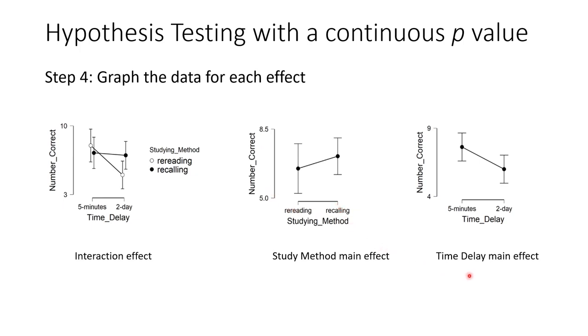When we look at the main effect of time delay, it looks like there's perhaps a chance of a more compelling p-value here. There's not as much overlap here between these confidence intervals. And it looks like as time goes by, people tend to remember more if the test is in 5 minutes than if the test is 2 days, which of course makes sense. We know as time goes by, people forget things. So this wouldn't be too surprising in effect.